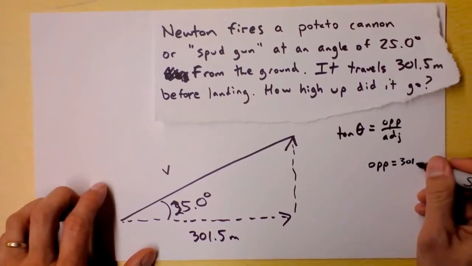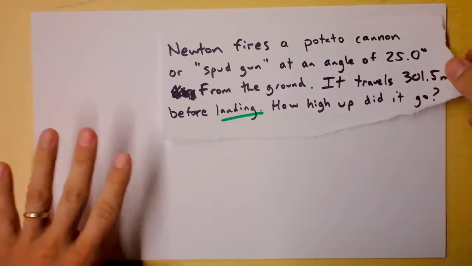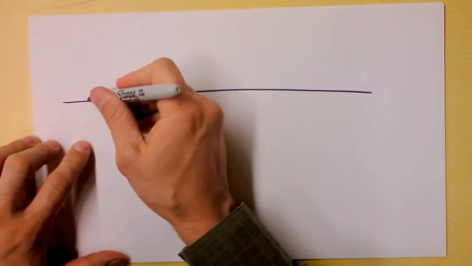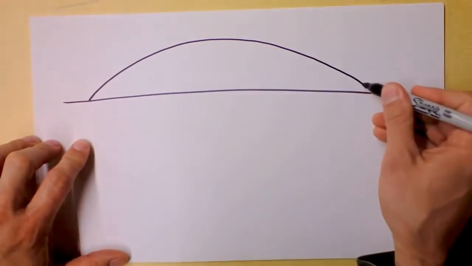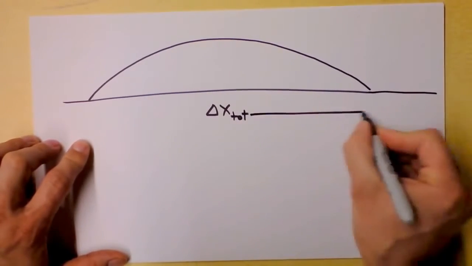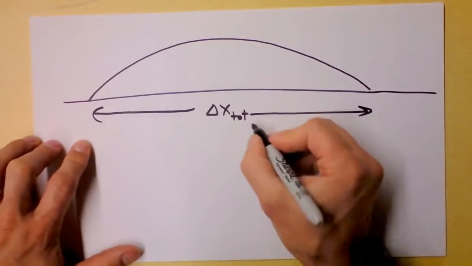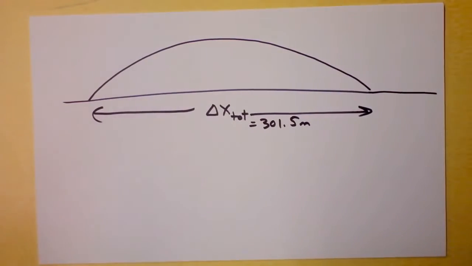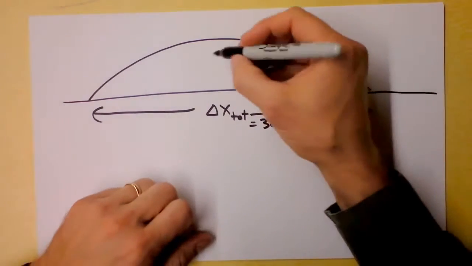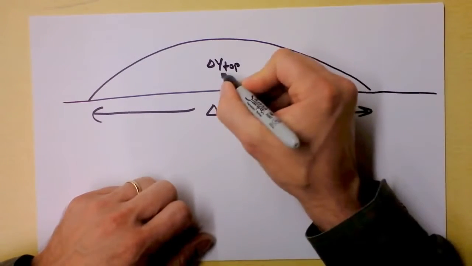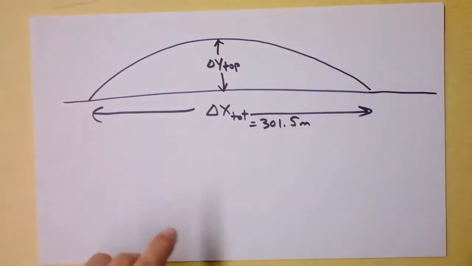I'm going to take 301.5 meters. Newton fires this potato cannon. Here's what I'm going to do. I'm going to draw a sketch, and we can think a little bit about what we know. Here's our sketch of what's happening: ground and parabolic motion up above the ground. And this distance here, I'll call it delta x total, is the distance that the potato has traveled, and I know that to be 301.5 meters. Then I'm interested in finding, let's do this the focused attack way, delta y max, which is also delta y when it's at its peak. So I'm going to call that delta y top.